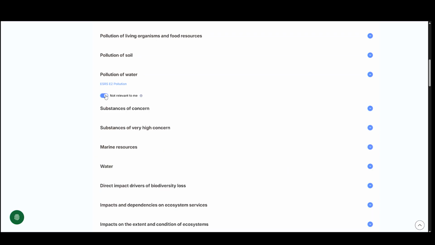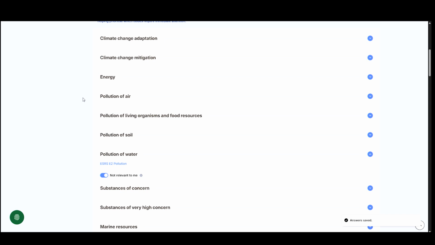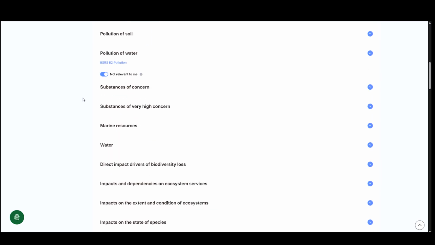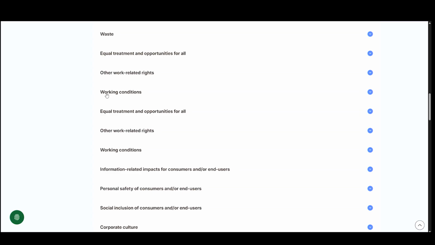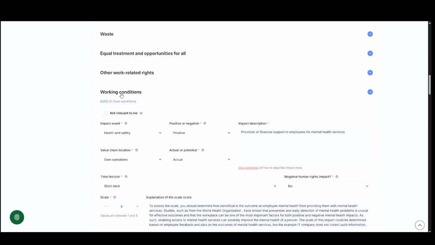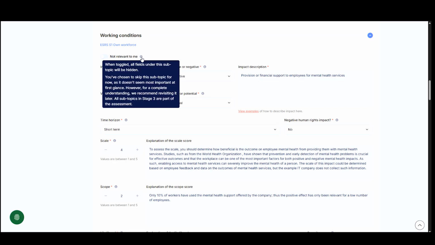But let's not take environment, because that's getting too much attention. Let's take working conditions. They also have these information bubbles, which I suggest you hover over. A very good guidance again on what is expected in this question.